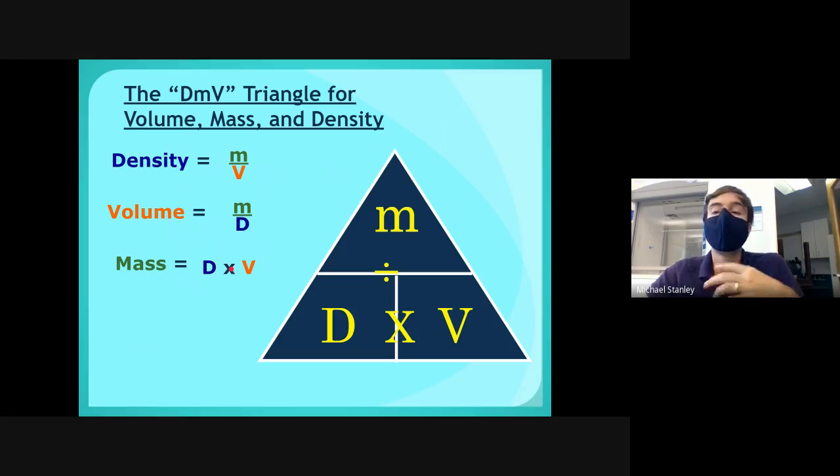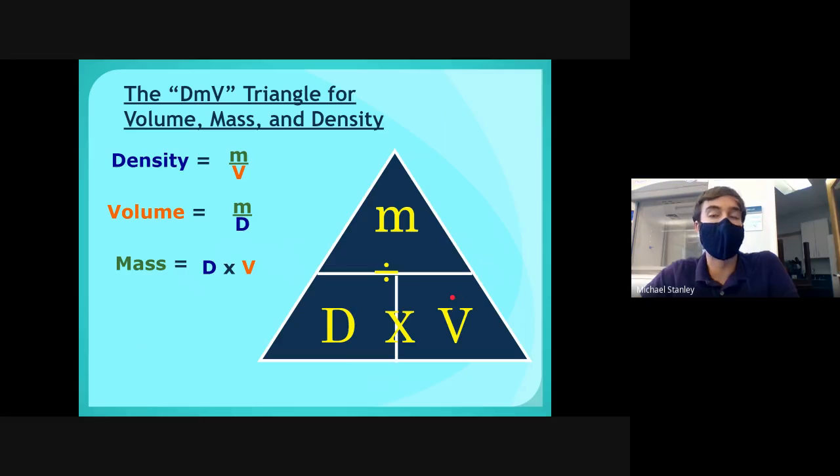One way that people sometimes find helpful is using what's called the DMV triangle, the density, mass, volume triangle. And the way this triangle works is that you cover up, or block out, the one that you're looking for, and the triangle will tell you how to do the equation to find it. For example, if we're looking for density, if we block out the D over here, we're just left with the M and the V. And the triangle says that M is above V, so you do M divided by V, and that's what will give you your density. Mass divided by volume gives you density.